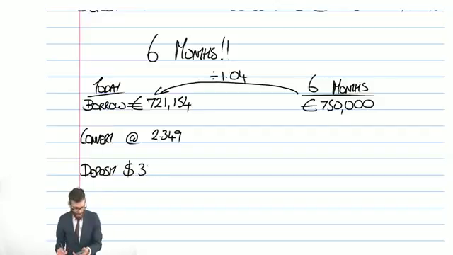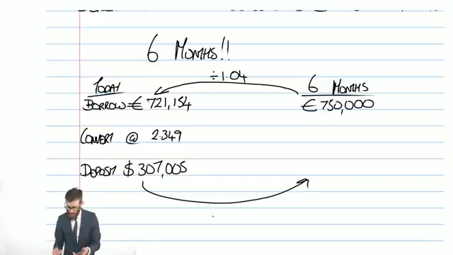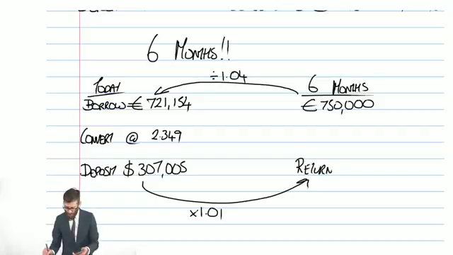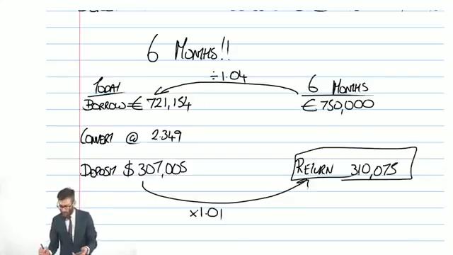of 307,005, which will accrue interest at the rate of 1%, meaning in 6 months I can withdraw, so my return from this money market hedge is 310,075, which is the all-important figure for comparison.